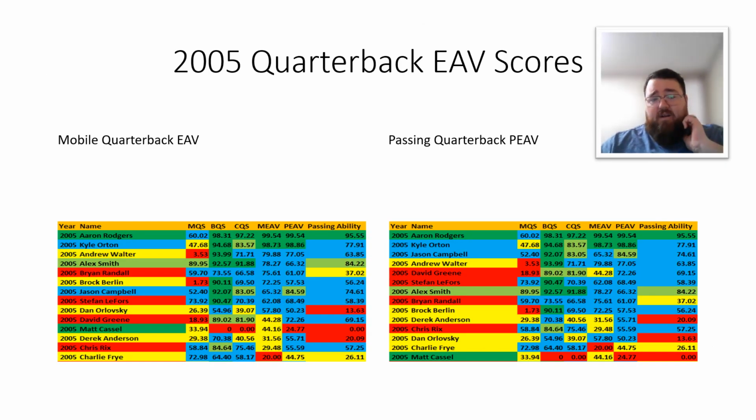Looking at the data here, Aaron Rodgers was the top guy in terms of his MEAV and PAV scores. Whether you look at him as a mobile quarterback or as a passing quarterback, he was always the top guy, followed by Kyle Orton. Andrew Walter was in the 70 plus percentile in terms of his MEAV score, and he was also the fourth best. If you're a Raiders fan, you know who Andrew Walter is.